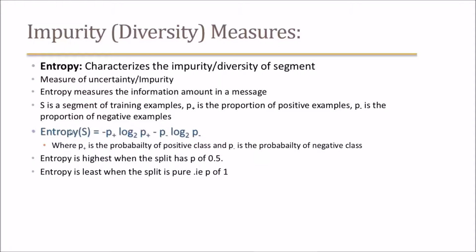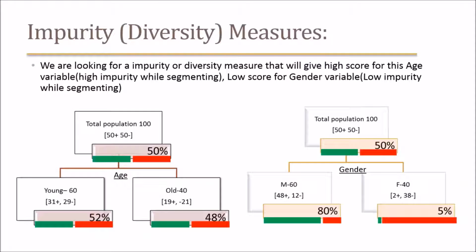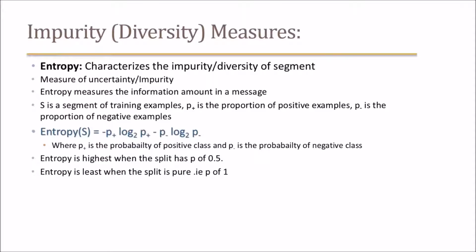Then entropy is defined by this formula: minus P plus times log 2 of P plus, again minus P minus times log 2 of P minus. So this formula defines the impurity. If you look at it carefully, it's very intuitive. The formula is defined in such a way that it is really high when the segment is really impure. When P takes a value of exactly half, that means a 50-50 choice, very highly impure, then the entropy value is the highest.